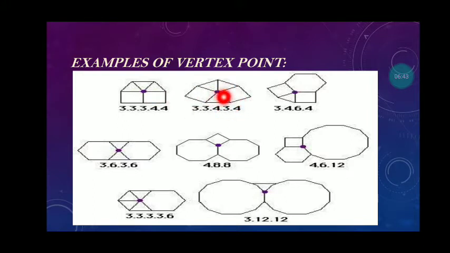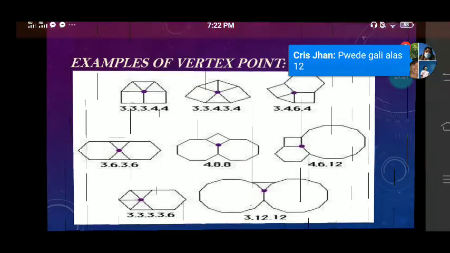Next, 3.3.4.3.4. Here we have 3, 3, 4, 3, then 4, and there are 4 sides. Also here, here, and here. You can understand it because it is very simple and understandable. Then let's continue.